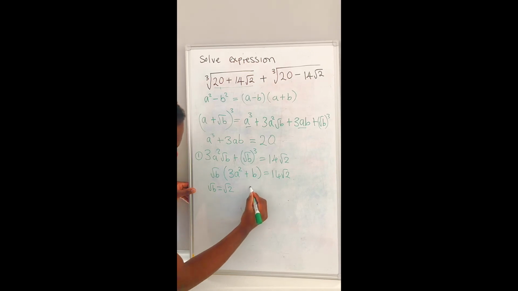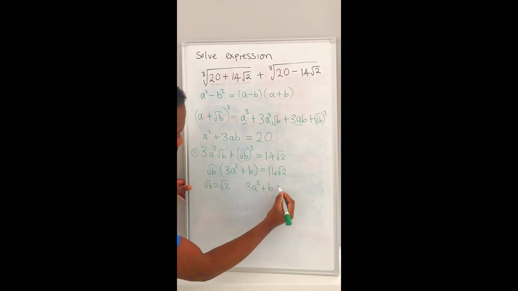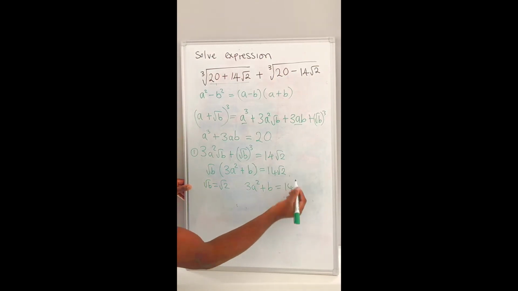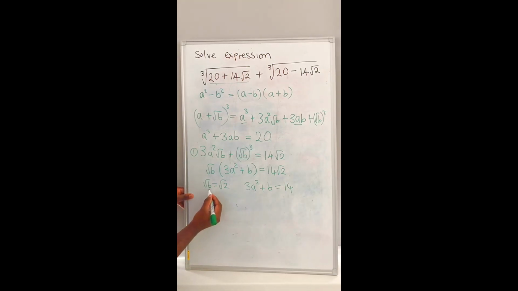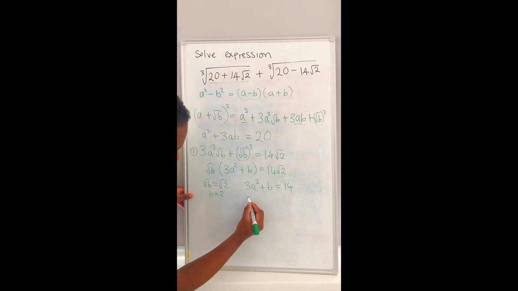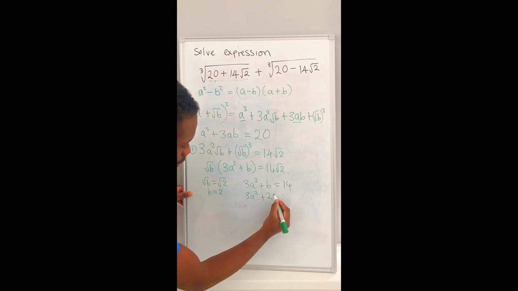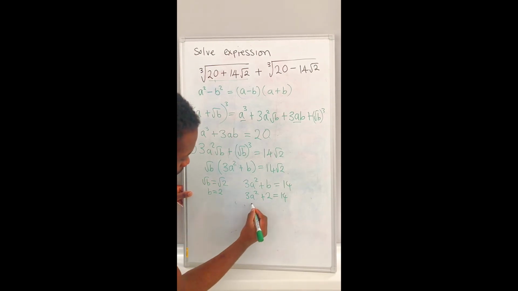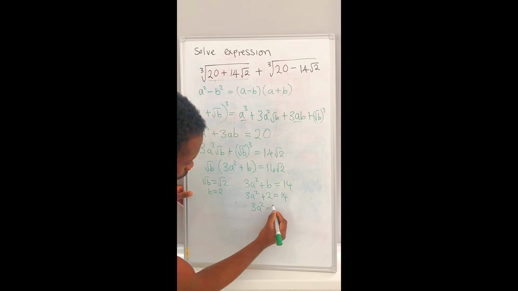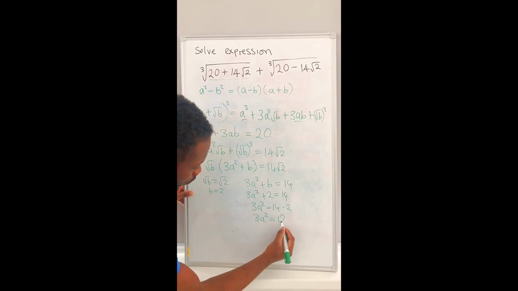So 3a squared plus b, these that don't have a root, should be equal to 14, which is outside the root. So if root of b is equal to root of 2, then we can say our b is equal to 2. So if here we replace 3a squared plus b, on b we put 2, equals to 14. 3a squared will be equal to 14 minus 2. 3a squared will be equal to, when you subtract, you have 12.